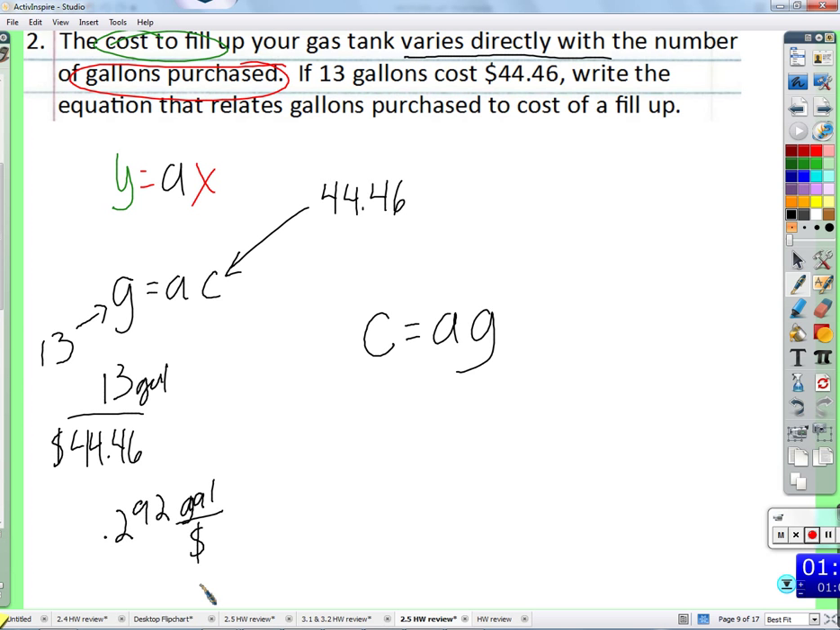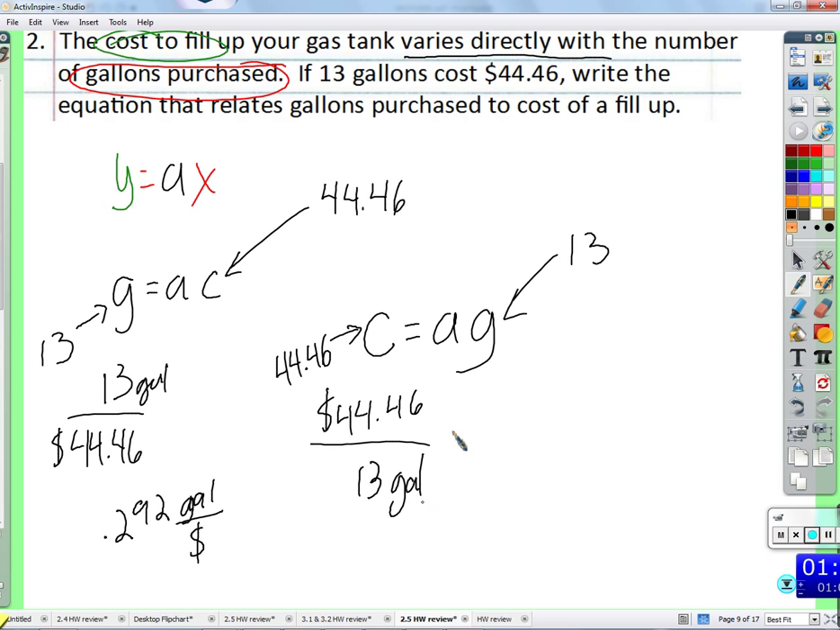If I take 1 divided by 0.292, you can try that yourself, or come over here. Let's plug in that we bought 13 gallons and it cost us 44.46. To figure out what A is, we'll take 44.46 divided by 13 gallons. 3.42. Dollars per gallon. That's more like what we are used to hearing.